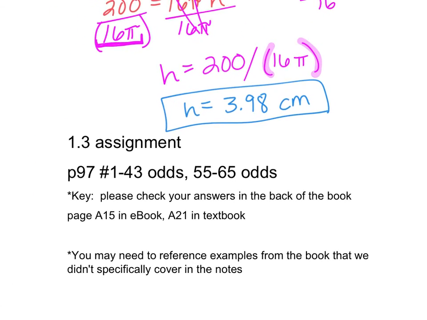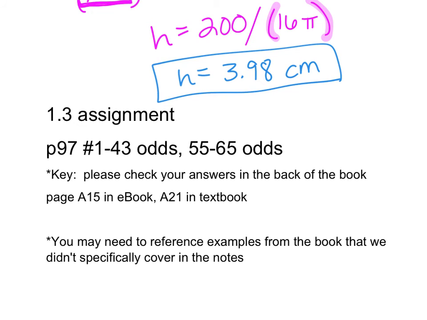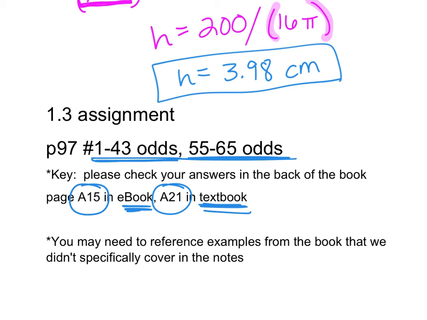All right, so here is your assignment, 1.3, page 97, all odds. So 1 through 43, just the odds, and then 55 to 65, those are more applications of all of these formulas, and those are just odds too. So go ahead and check the back of your book. Now, the back of the book is different with the ebook or the textbook. So it's page A15 in the ebook, A21 in the textbook that you can find those answers.